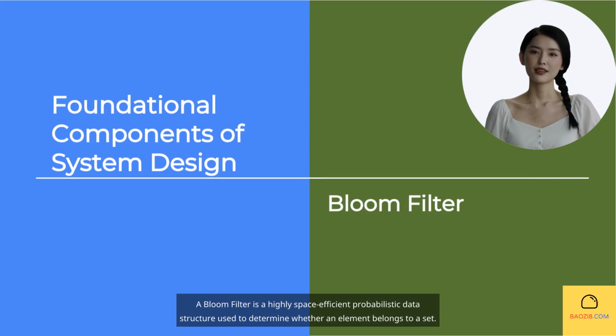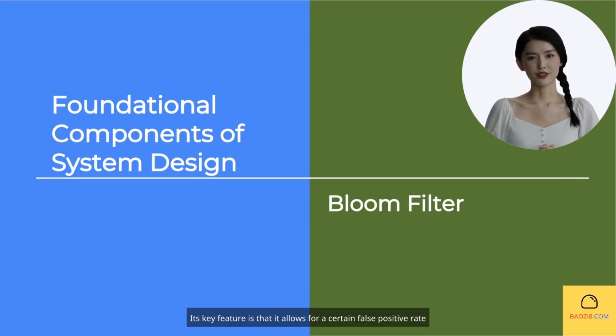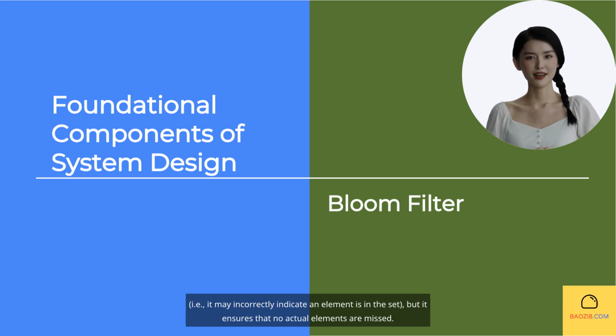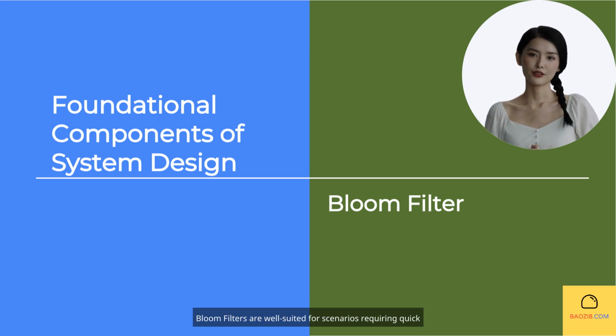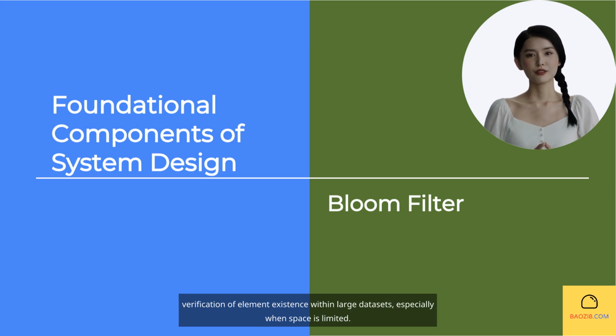A Bloom filter is a highly space-efficient probabilistic data structure used to determine whether an element belongs to a set. Its key feature is that it allows for a certain false positive rate, i.e., it may incorrectly indicate an element is in the set, but it ensures that no actual elements are missed. Bloom filters are well-suited for scenarios requiring quick verification of element existence within large datasets, especially when space is limited.